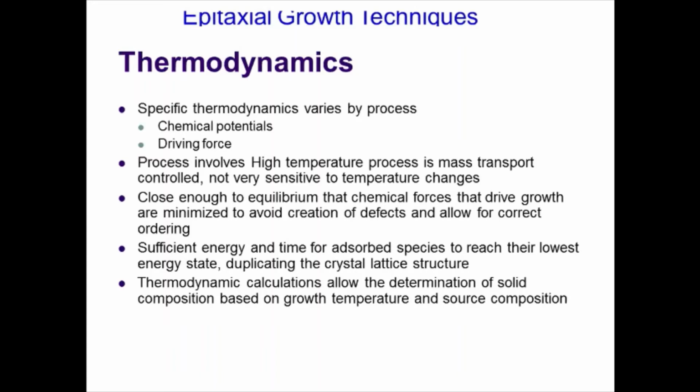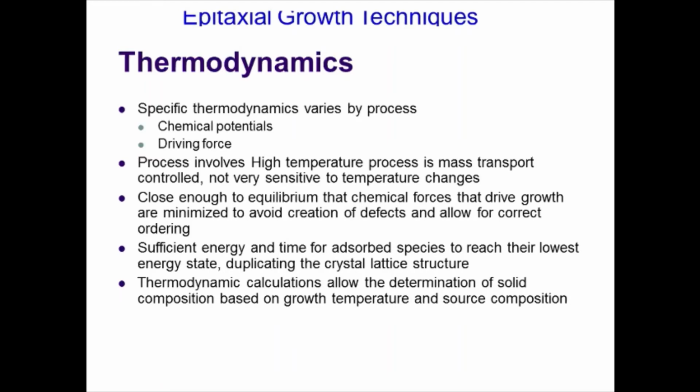The chemical potential mu is an important parameter, whether it is the nucleation-based process or the reaction-based process in vapor phase epitaxy. This process involves high temperature, that is the mass transport control, and it is not very sensitive to temperature changes. You'll see in the subsequent slide what mass transport and other related parameters are. Then it is close enough to equilibrium, so the chemical forces that drive the growth of the species are minimized to avoid the creation of defects and allow for exact ordering.